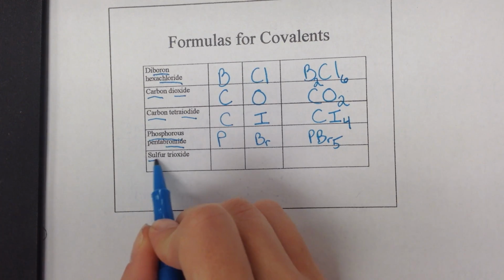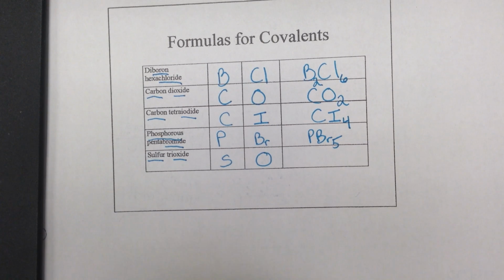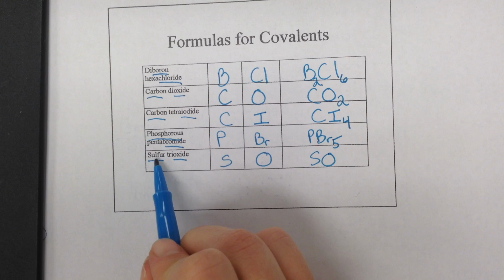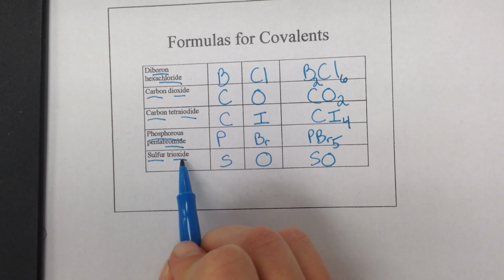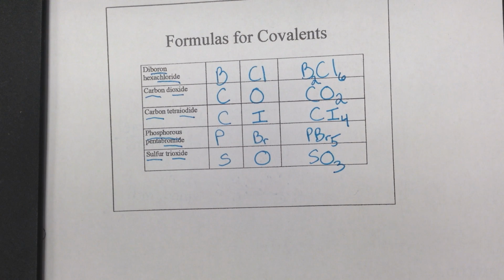And then lastly, sulfur is letter S, and oxide is really oxygen. Put your symbols together. Nothing for sulfur, it's just a 1, but oxygen has tri. Tri means 3, so there's my 3. And that is it for your covalent compounds.